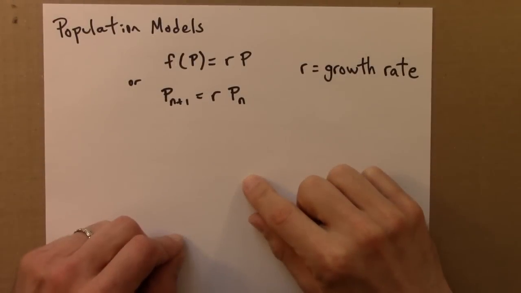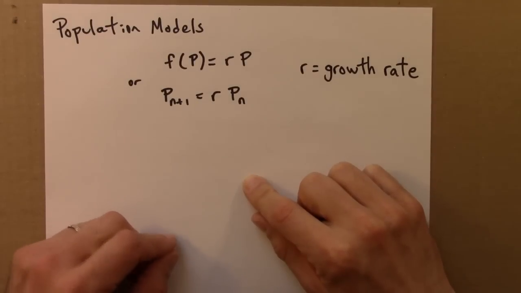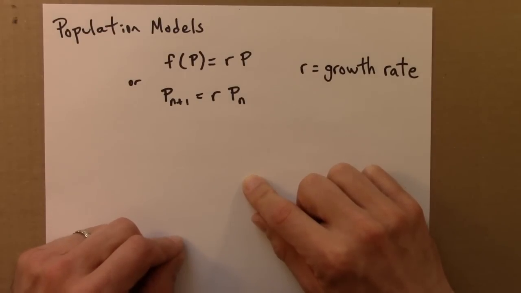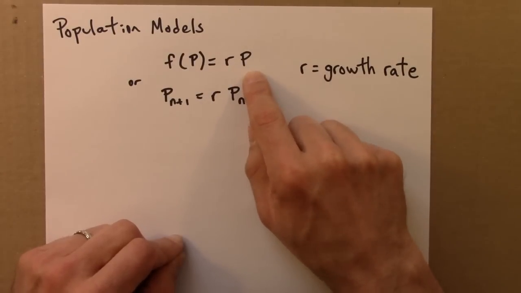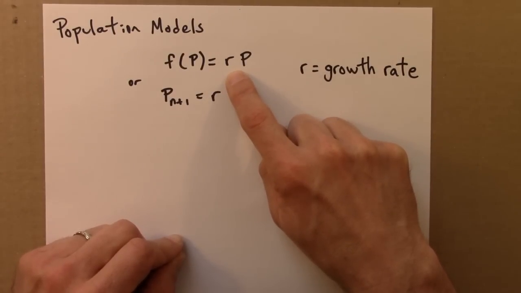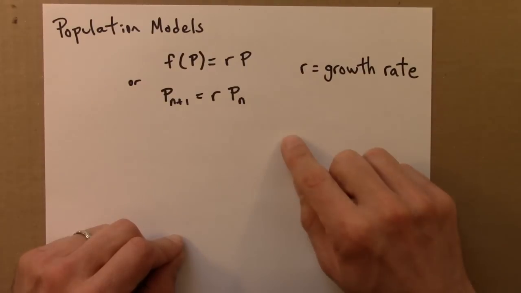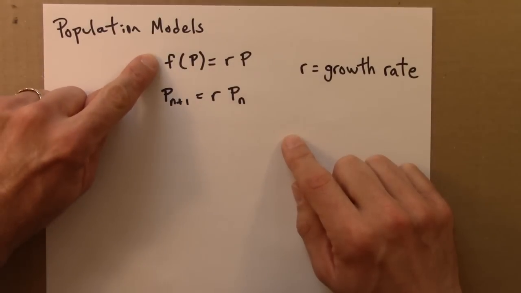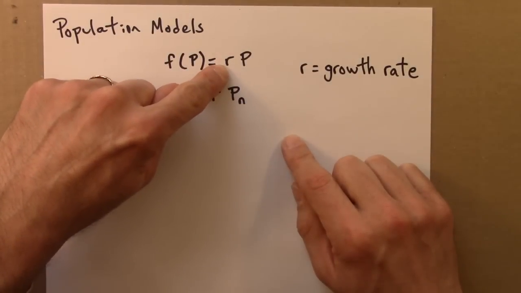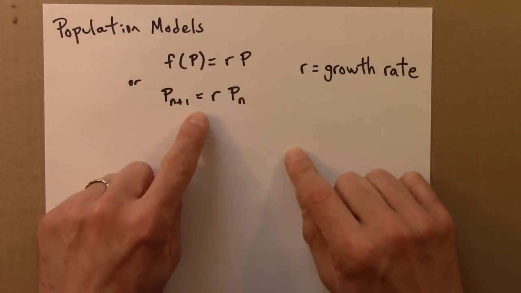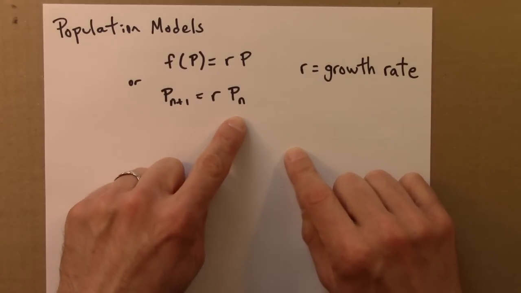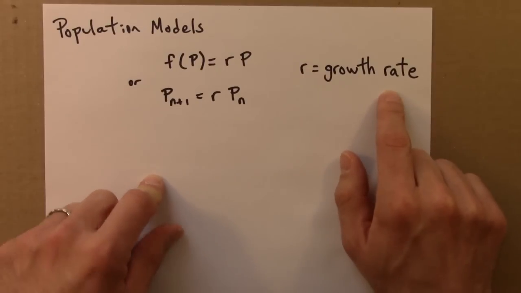We can generalize the simple model of population growth as follows. In the previous model, we had the population doubling every year. I could be a little more general and say f of p equals rp. So rather than multiply the population by 2 every time, I could multiply it by some other number r. So the picture is that the population next year is this function of the population now, or P of n plus 1, next year's population, is just r times this year's population. Again, r is the growth rate.